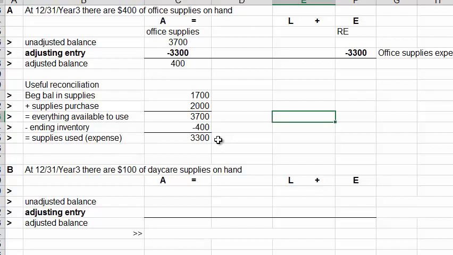Or, in this problem, instead of telling you that there was $400 of supplies left on the shelf at the end of the year, I could have told you that Sample Daycare computed that they had used $3,300 worth of supplies during the year. You would have subtracted $3,300 as the expense and come up with $400 as what must be the ending balance in the supplies account. This would be the more normal way to think about it, though, because for most companies it's easier to go count the supplies left in the closet than to try to keep track of the supplies used.